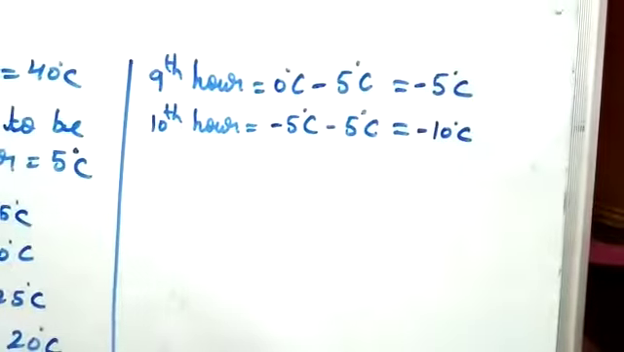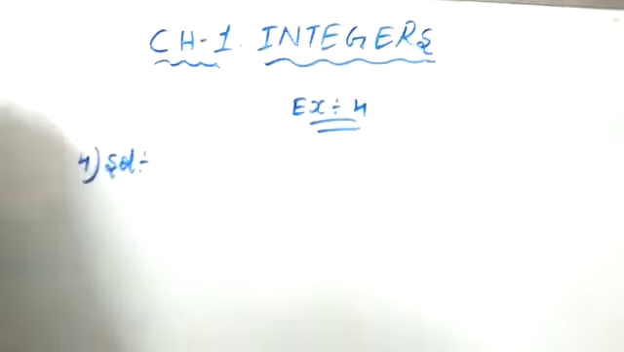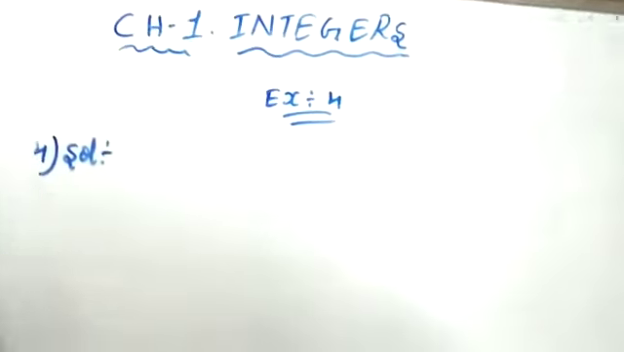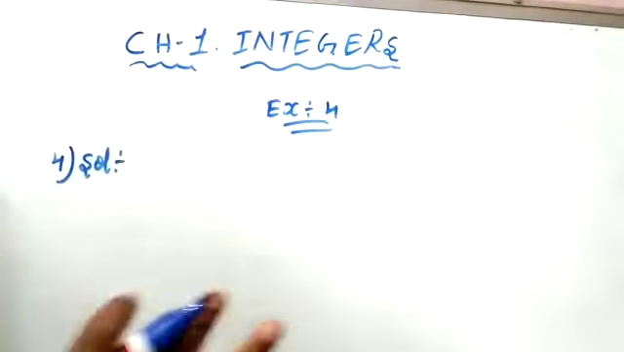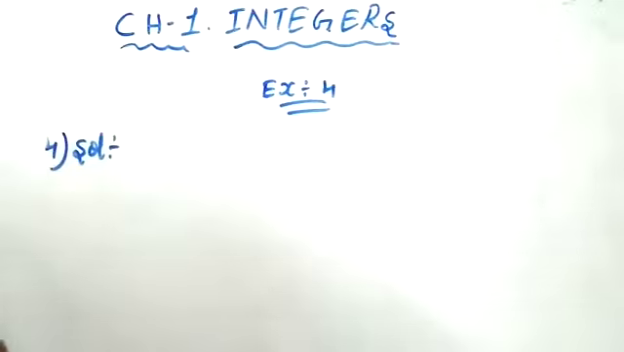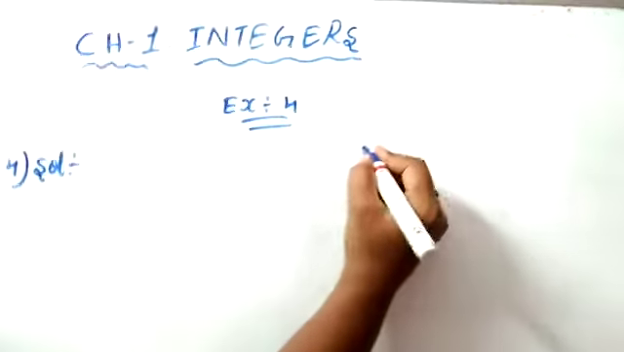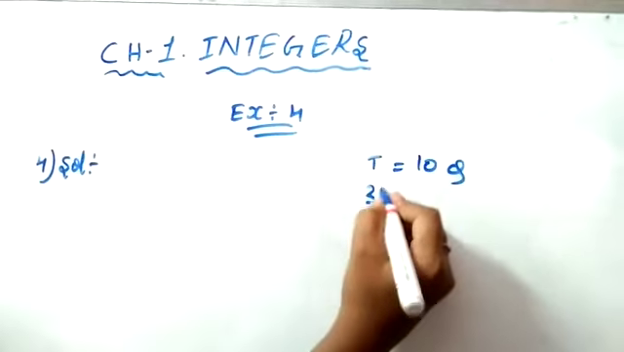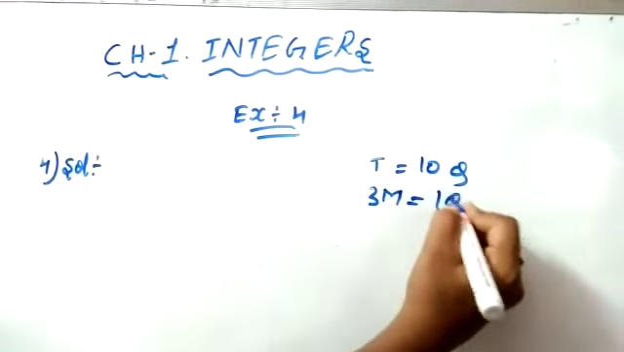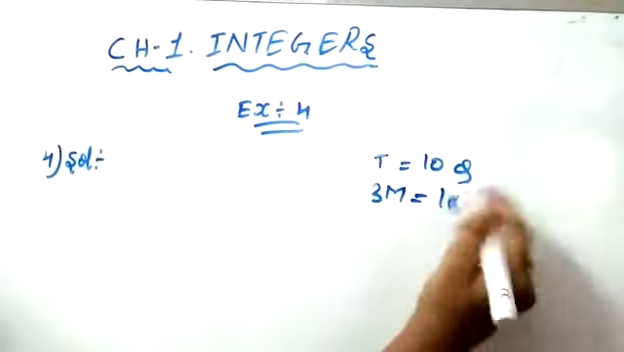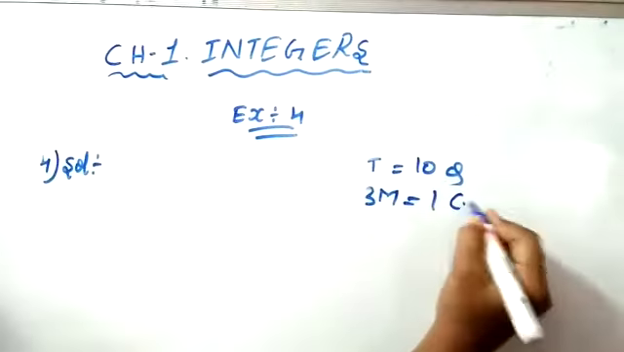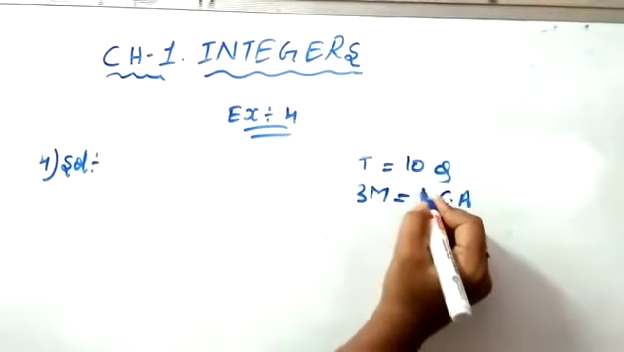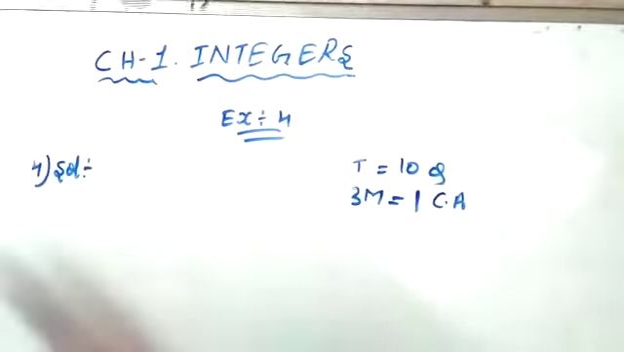Now next is the fourth problem. In a class test containing 10 questions, how many questions? 10 questions. 3 marks are awarded for every correct answer. There are totally how many questions? 10 questions. 3 marks are given for every one correct answer. Means one correct answer is 3 marks.